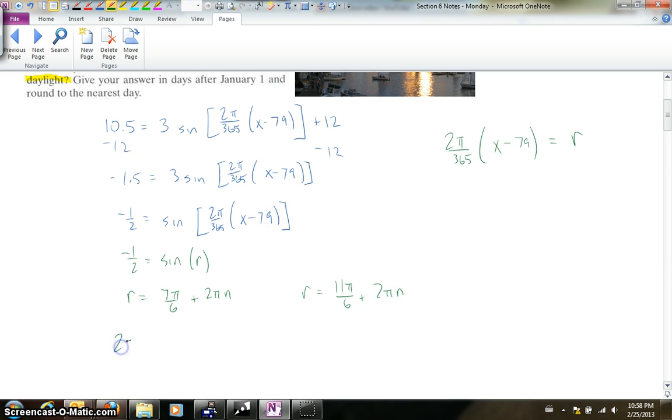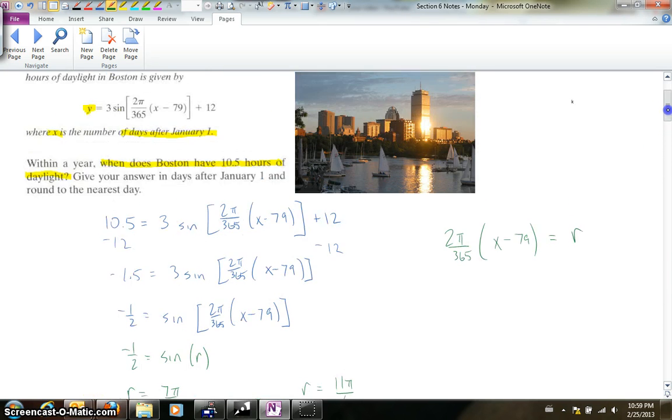Let's go with, I'm substituting back in now, 2 pi over 365 times x minus 79. I'm going to ignore the plus 2 pi n for now. I don't know if I can or not, but I can't see how to do the rest of it from here if I don't do that. So let's check it out. Kind of learning together on this one.